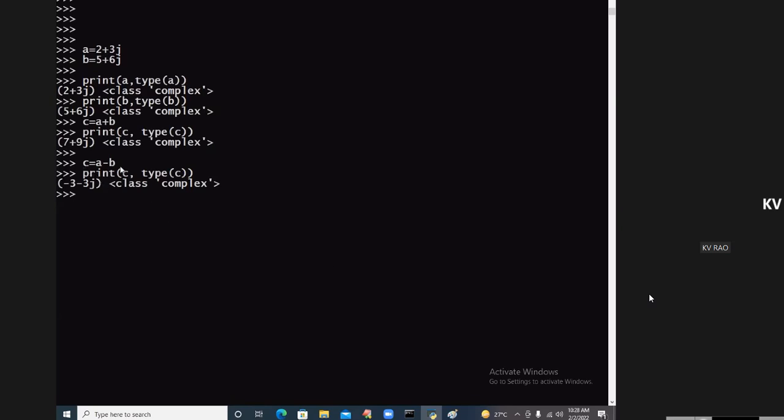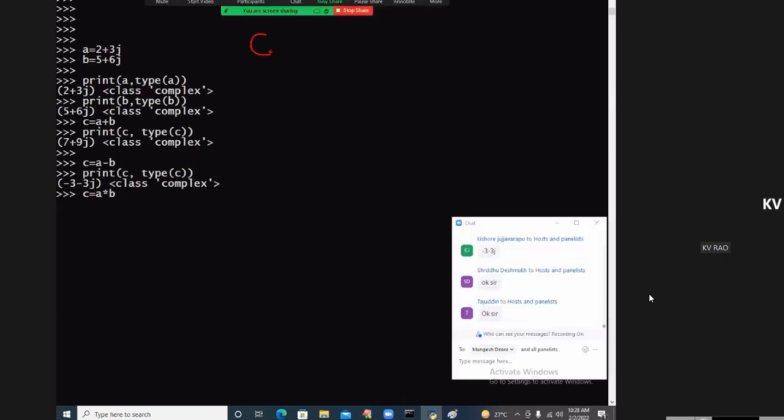So coming to the next, multiplication. C is equal to A star B. See, my dear students, I will just explain and I will move forward. Ashwini, please listen, ma. A star B. I'm going to ask you this question. A star of 5 plus 6j. You need to multiply quickly.